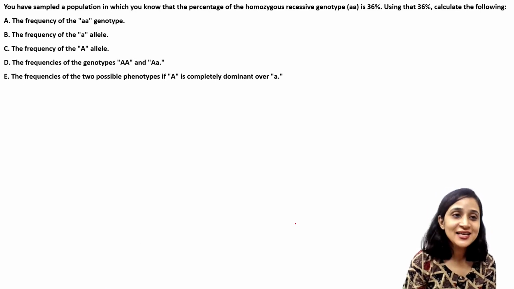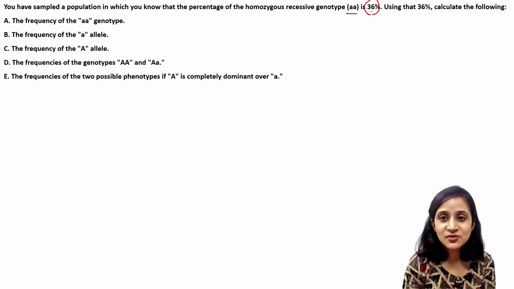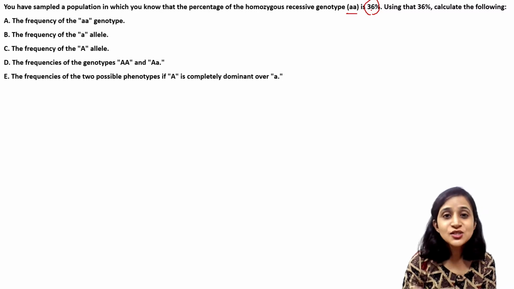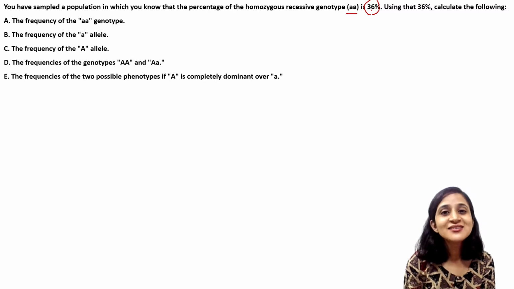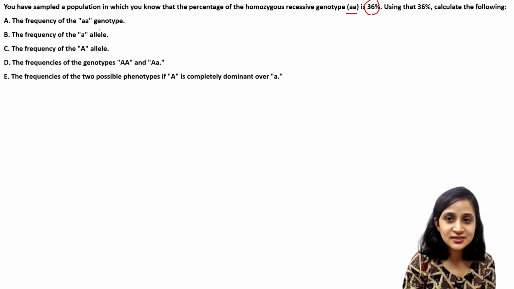So today's question is that you have sampled a population in which you know that the percentage of the homozygous recessive genotype small a small a is 36%. So using that 36%, calculate the following. You only know the homozygous recessive genotype, and it is only 36%. Now we have to solve these questions.